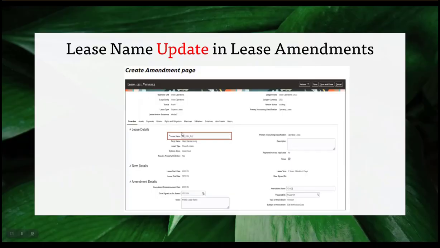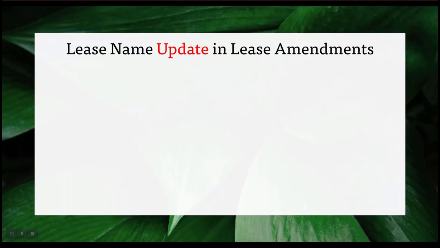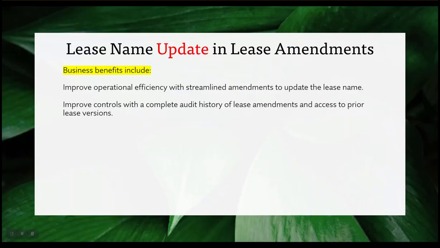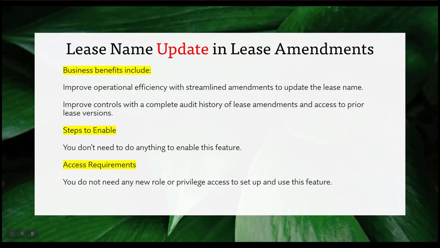Create amendment page. Also you can override to update the lease name, and also the lease details update page. What's the business benefit here of the lease name update? Improve operational efficiency with streamlined amendment to update lease name. Improve controls with a complete audit history of lease amendments and access to prior lease versions. Steps to enable: you don't need to do anything to enable this feature, and you don't need any new role or privileged access to set up and use these features.